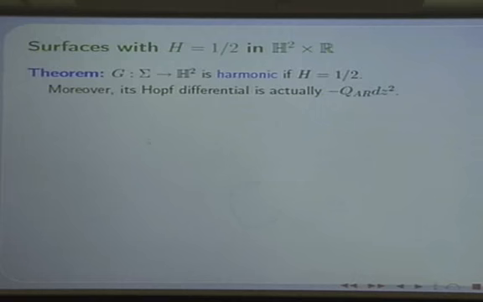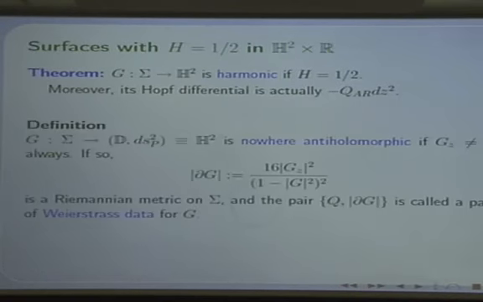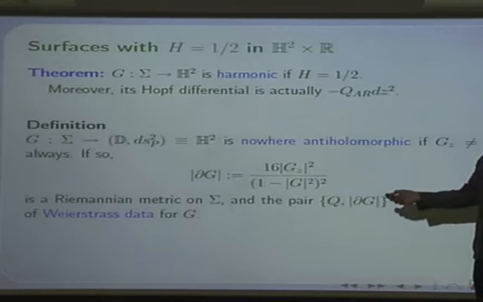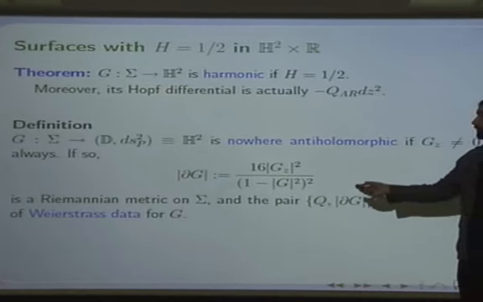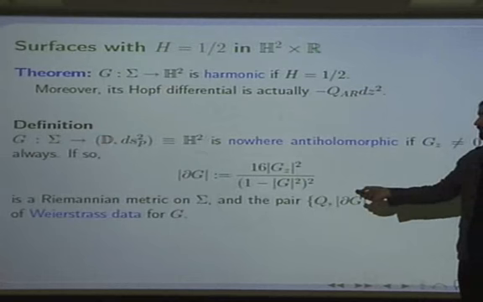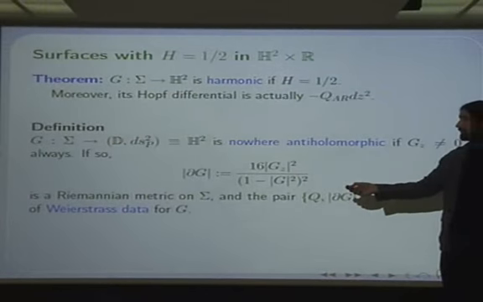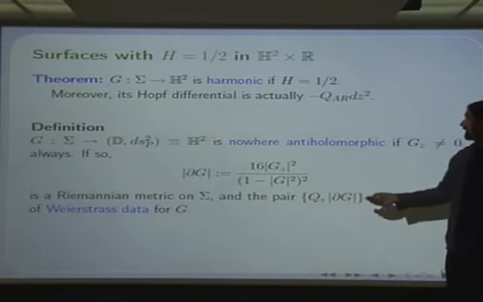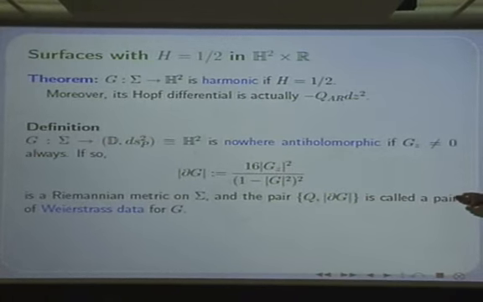Some other things can be said about this type of maps. Let me put a definition here. Assume that you have a harmonic map into a Poincaré disk, into H2, that we view in the model of the Poincaré disk. Okay, so this is a subset of the complex plane. So we say it is nowhere anti-holomorphic if Gz is different from 0. Okay, if Gz was 0, it would be anti-holomorphic. We say that Gz is anti-holomorphic if this condition holds.